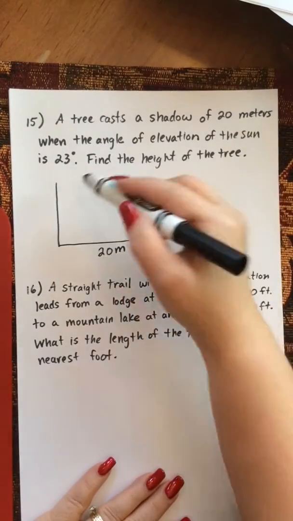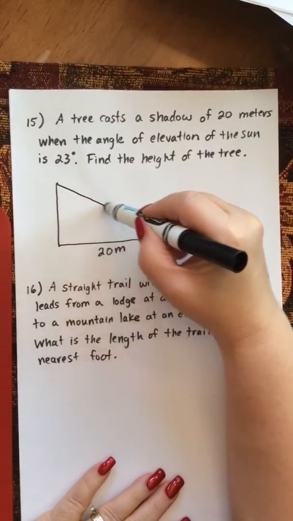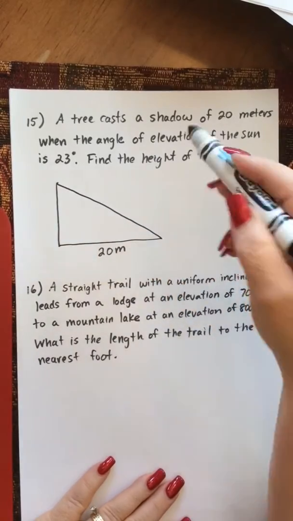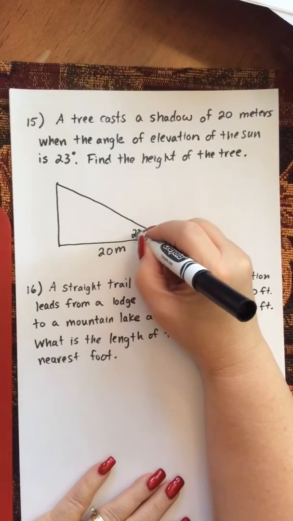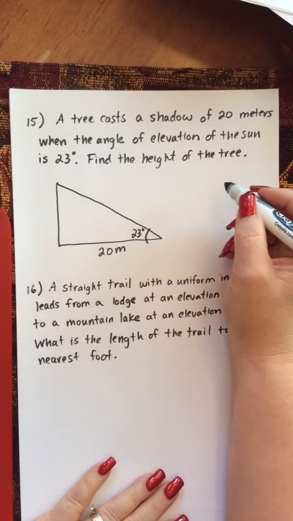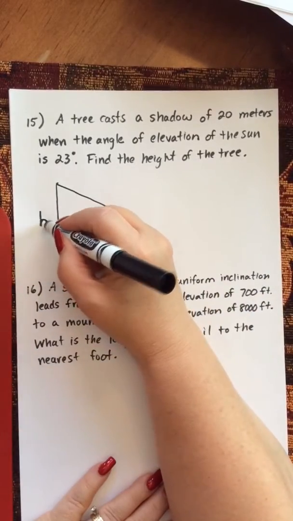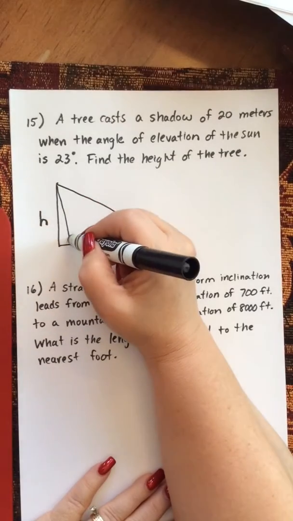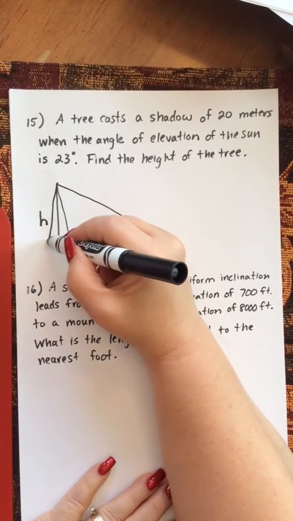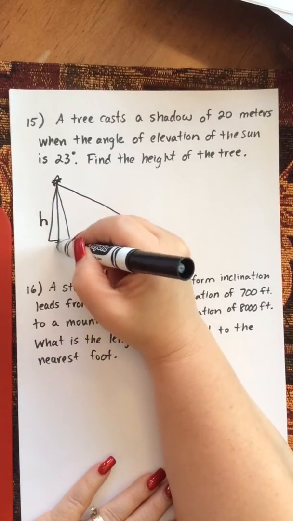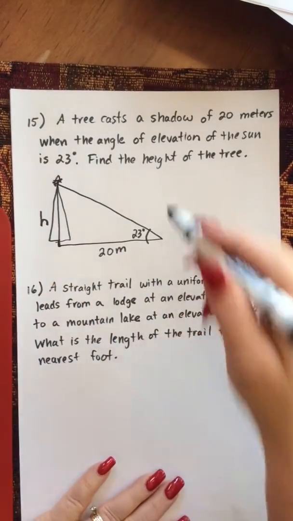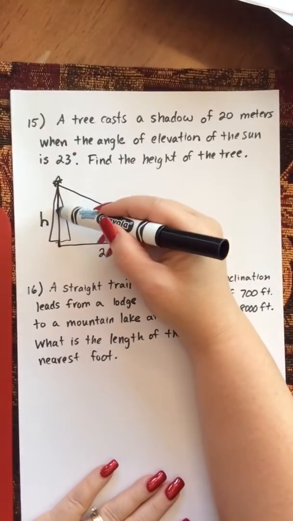When they say angle of elevation or angle of depression, they're always the bottom angle. So this is 23 degrees. It says find the height of the tree, so I'm looking for the height of the tree. This is our tree. Let's pretend it looks like a Christmas tree. There we go. It's a Christmas tree. But it's outside. All right, so I'm wondering what the height of the tree is.